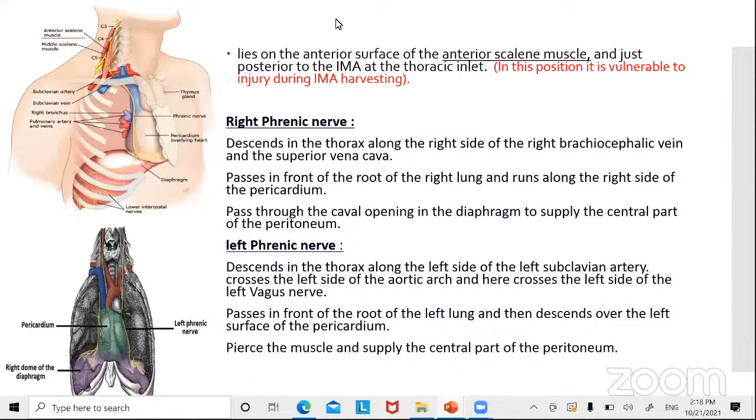The left phrenic nerve descends in the thorax along the left side of the left subclavian artery. It crosses the left side of the aortic arch, passes in front of the root of the left lung, and descends over the left surface of the pericardium, which separates the nerve from the left ventricle. On reaching the diaphragm, the terminal branch pierces the muscle and supplies the central part of the peritoneum.